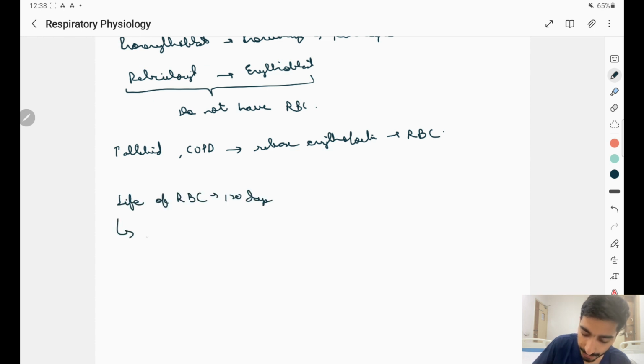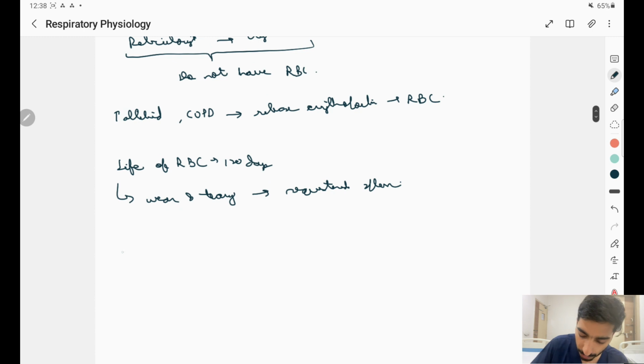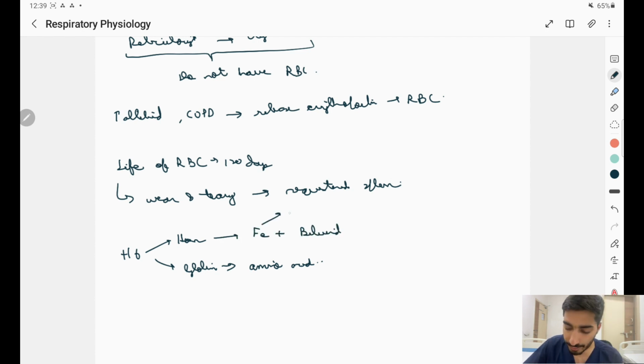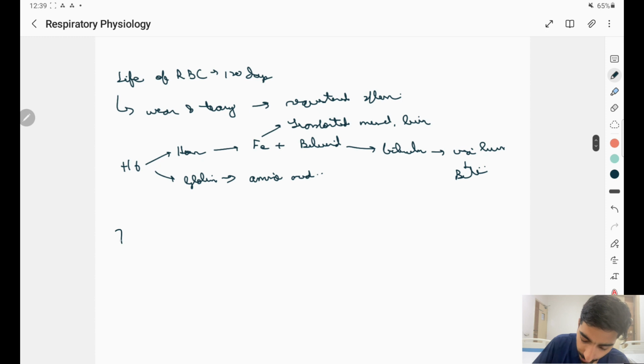During these 120 days, they undergo wear and tear, and then they are finally sequestered in the spleen where they are broken down. Now, when hemoglobin is broken down, it gets split into heme and globin components. The globin chains are broken down into amino acids, and the heme gets broken down into iron and biliverdin. Iron is then transported to muscle, liver, and other tissues, and biliverdin is converted to bilirubin and is excreted into bile via liver. Now, what is the function of hemoglobin?